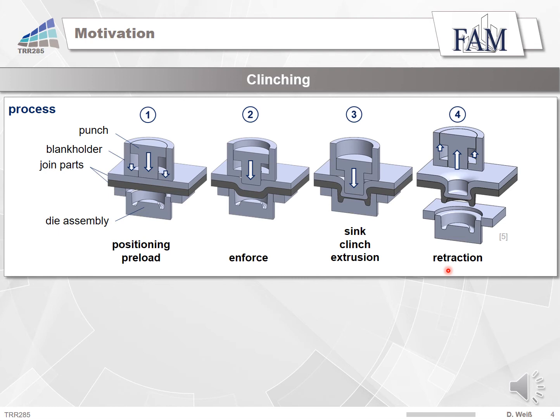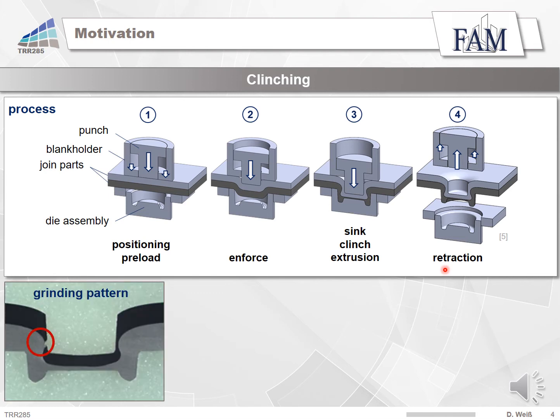As you can imagine from the process, there are many factors which influence the joint, like the die, the joint parts, the punch or joining force, and the blank holder force. All these influencing factors during the joining process and due to the service load, cracks can occur in the area of the joint, like you can see in this picture of the grinding pattern of the joint.